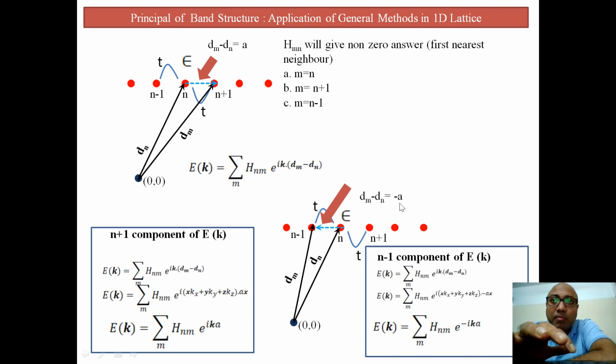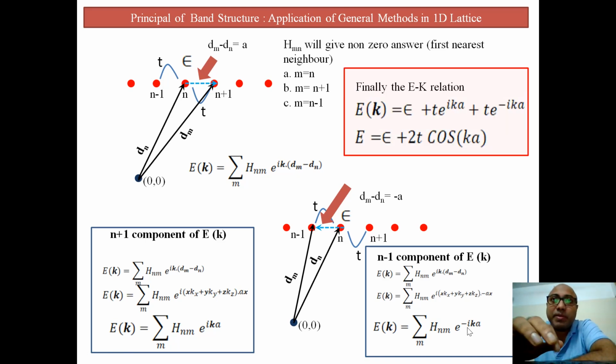So dm minus dn is minus a. You do all the calculation, you ultimately get Hnm e to the power ik. Now let us write the original expression. So Ek, now you have to do summation over n. So summation over n, as I told you, that is the value of epsilon. So we'll put epsilon over here.